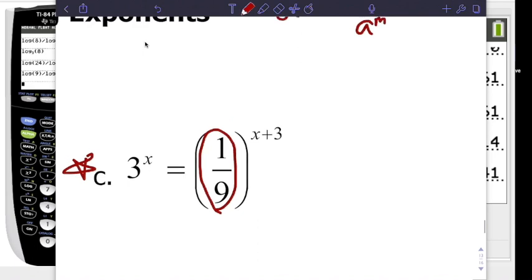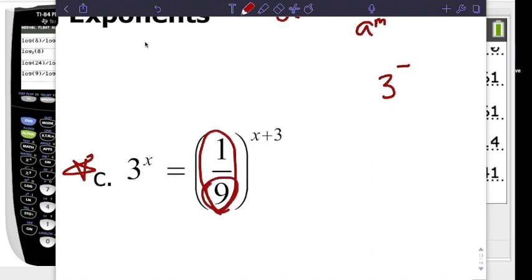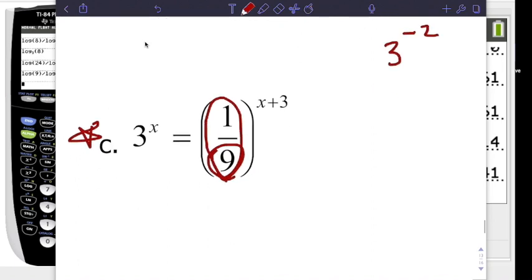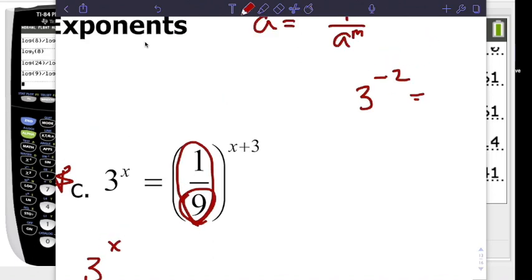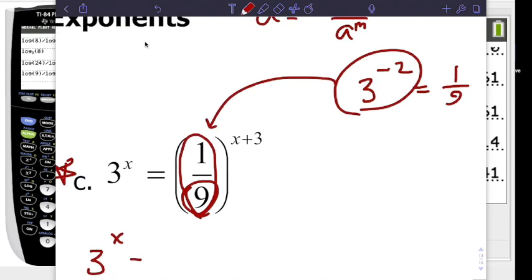So if I take 3 and raise it to some type of negative exponent, then I can probably get this 1/9. Now as far as getting 3 to look like 9, you need to raise it to 2, so we're going to raise it to negative 2. So we're going to write this as 3 raised to x, and this 1/9 is the exact same thing as 3 raised to negative 2. So we're going to replace this 1/9 with 3 raised to negative 2, and then you still have the exponent as x plus 3.